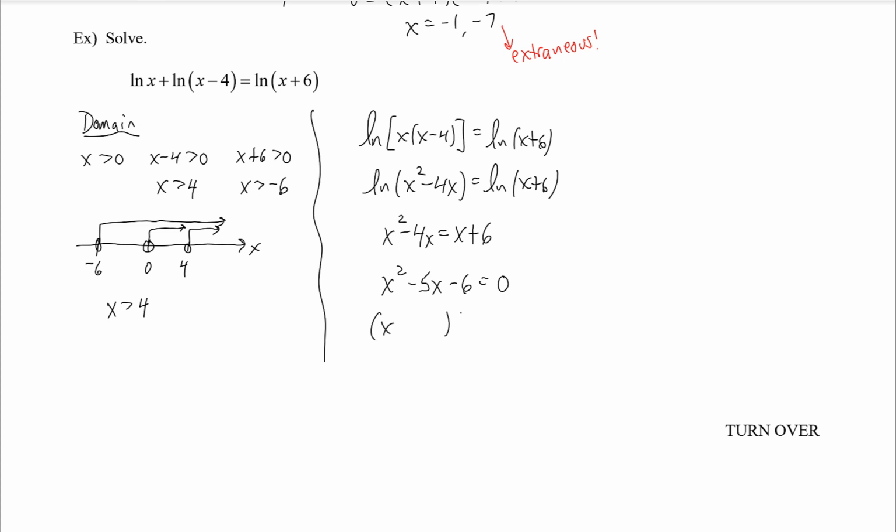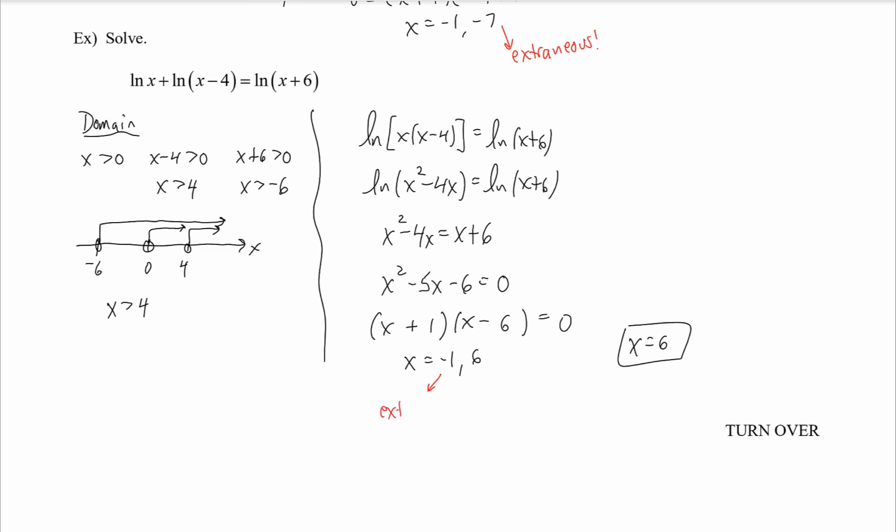Let's see. 3 and 2, will that work? Negative, negative, no, because that wouldn't give me positive 6. So we're probably going to get negative 1 and 6. But the only valid x values for these functions are bigger than 4, so 6. Once again, we got an extraneous solution.